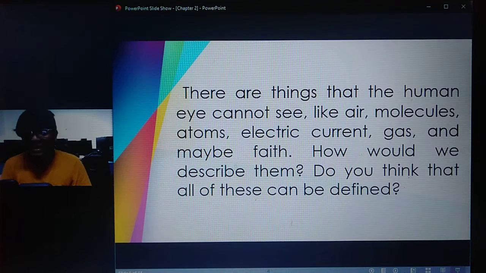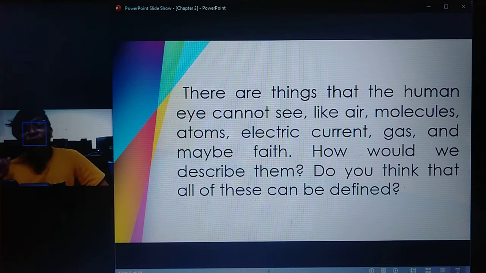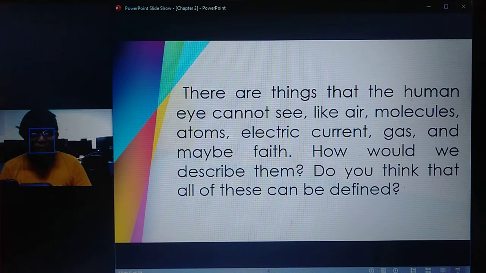There are things that the human eye cannot see, like air, molecules, atoms, electric current, gas, and maybe fate. How would you describe them? Do you think that all of this can be defined? The sentence is good. It says there are things that our naked eye cannot see. Do you see the air? No. The molecules, no. The atoms, no. Electric current, no. Gas, and maybe fate. We cannot see these through the naked eye, but we can describe them.